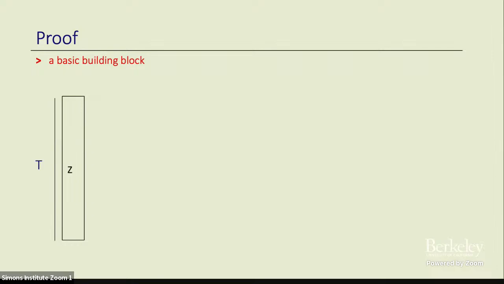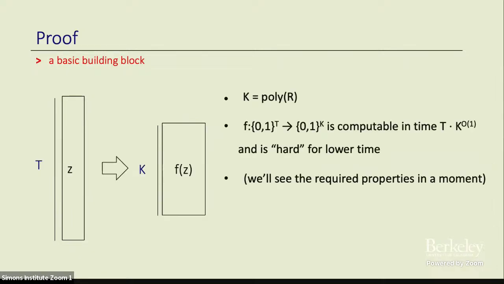So the building block here is that we assume we have a hard function. It maps the T-bit transcript Z to poly(R) many bits. R is sub-polynomial, it's the number of randomness per round. And the F from T bits to K bits is computable in T times poly(K) time, deterministically, and it's hard for some lower time. And we'll see the required property in a moment.